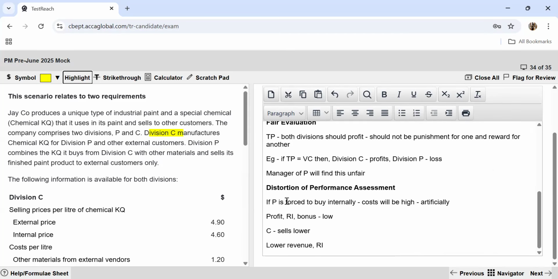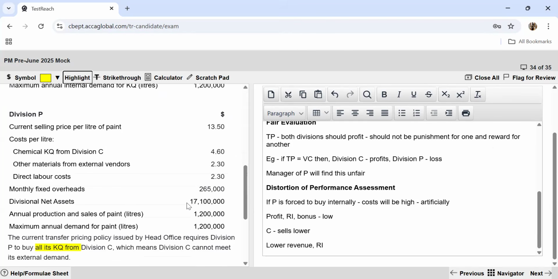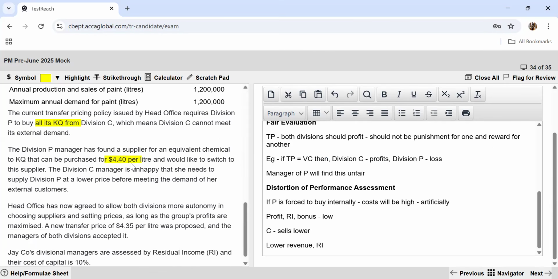So for example, if division P is forced to buy internally, they will be thinking that their costs are artificially high, because if they have to buy internally, they have to pay 4.6. But if they buy externally, they can get the same thing at 4.4. So the manager of division P is going to think that I have to pay, not out of my choice, but out of compulsion by the company, that I have to buy it from internal. So that means my costs are artificially high.